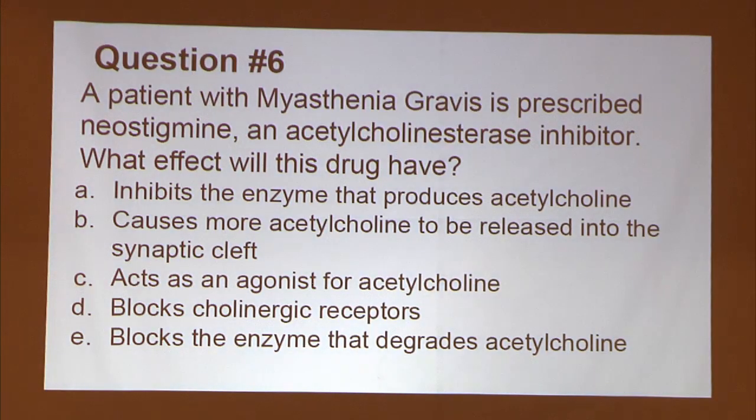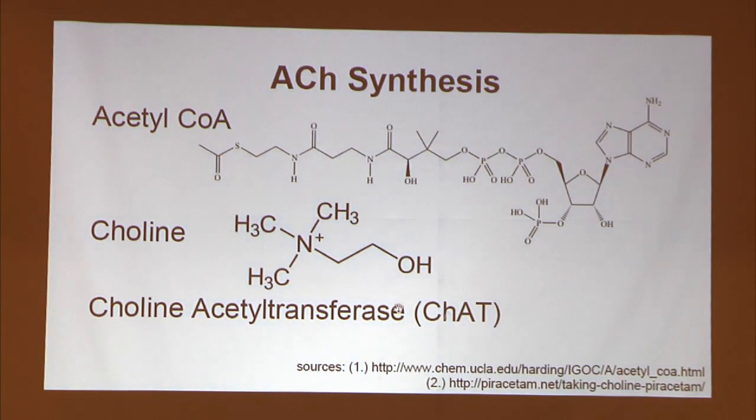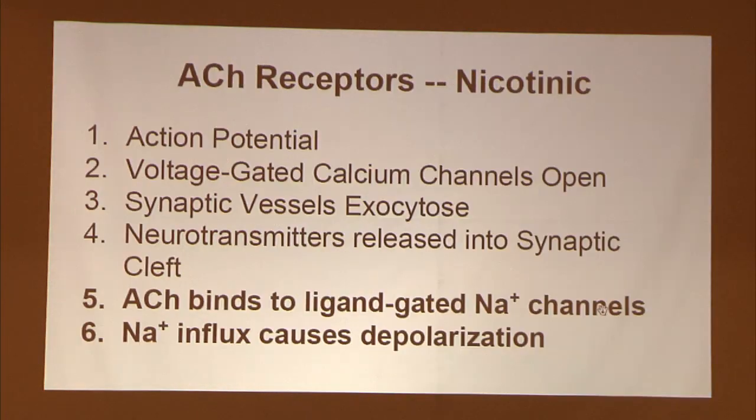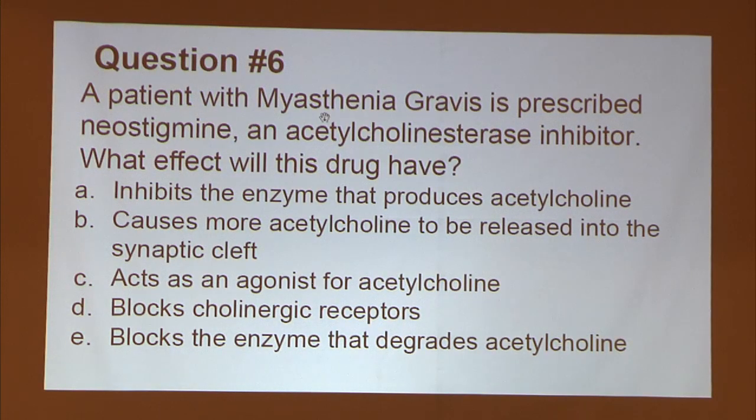If we look at our answer choices, A says it inhibits the enzyme that produces acetylcholine, which is not true, because ChAT, or choline acetyltransferase, is what produces acetylcholine, and it doesn't inhibit that, or else it'd be a choline acetyltransferase inhibitor, not an acetylcholine esterase inhibitor. So A is not good. B says it causes more acetylcholine to be released into the synaptic cleft, which is not true either. It's not like making more calcium happen and more vesicles releasing neurotransmitters, so that doesn't make sense. I think one of the toxins does that actually. So if you look at the toxins for acetylcholine, that might be one of the things.